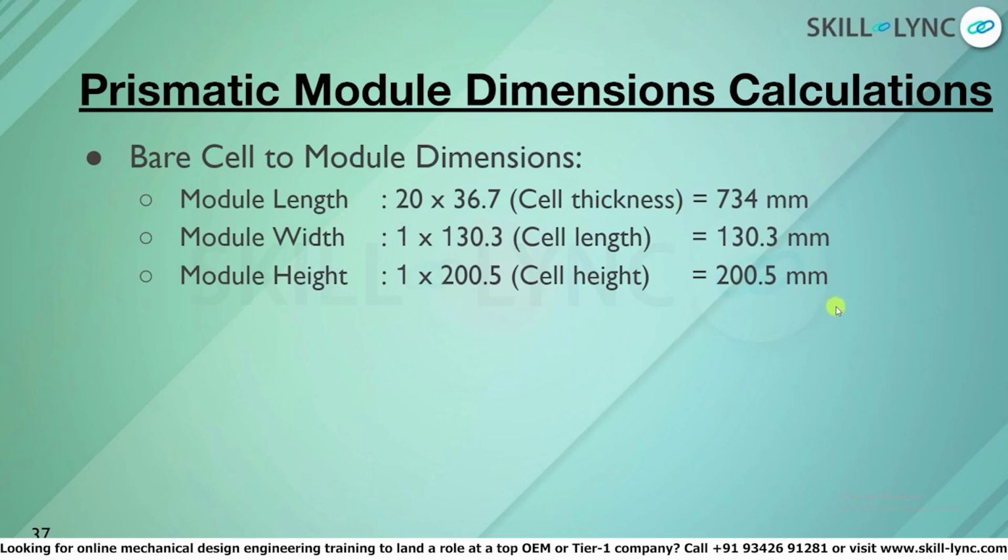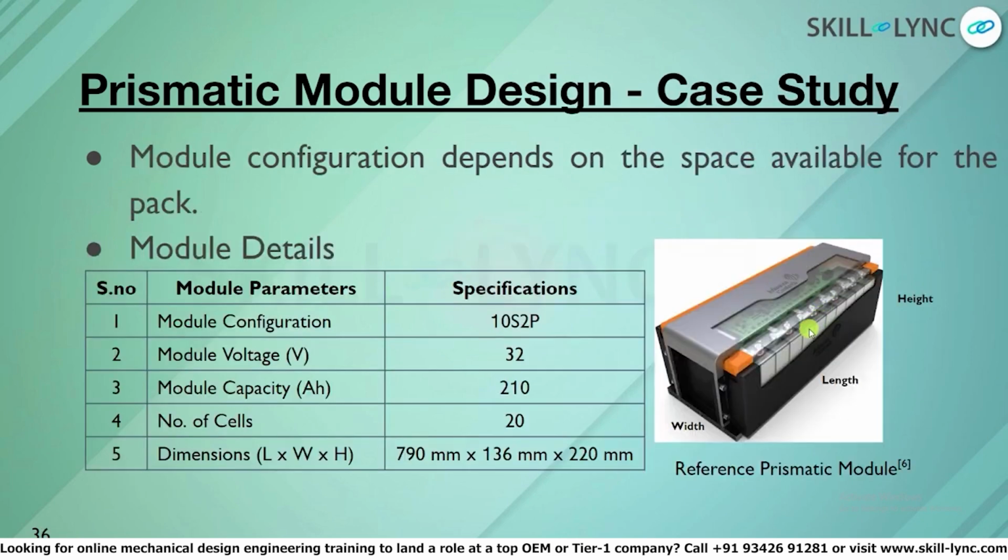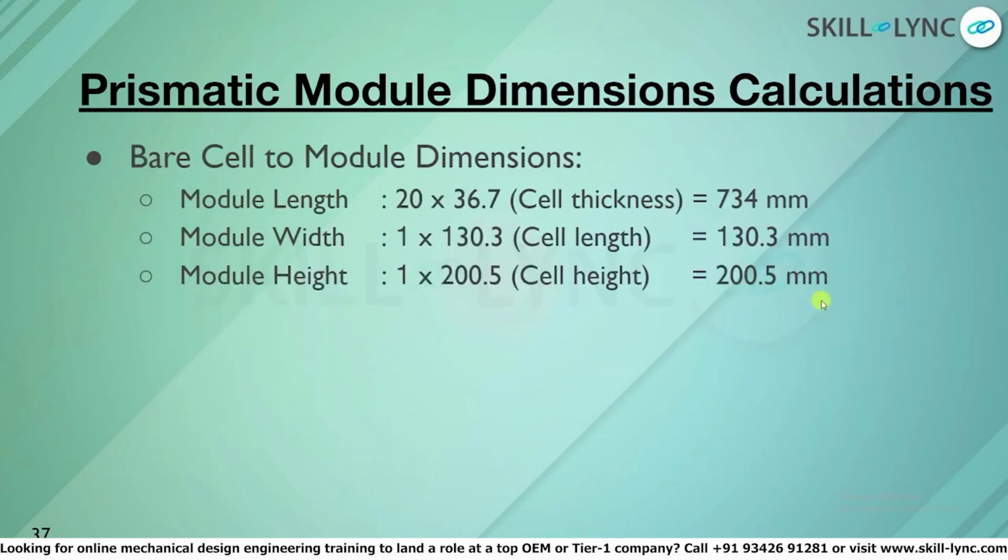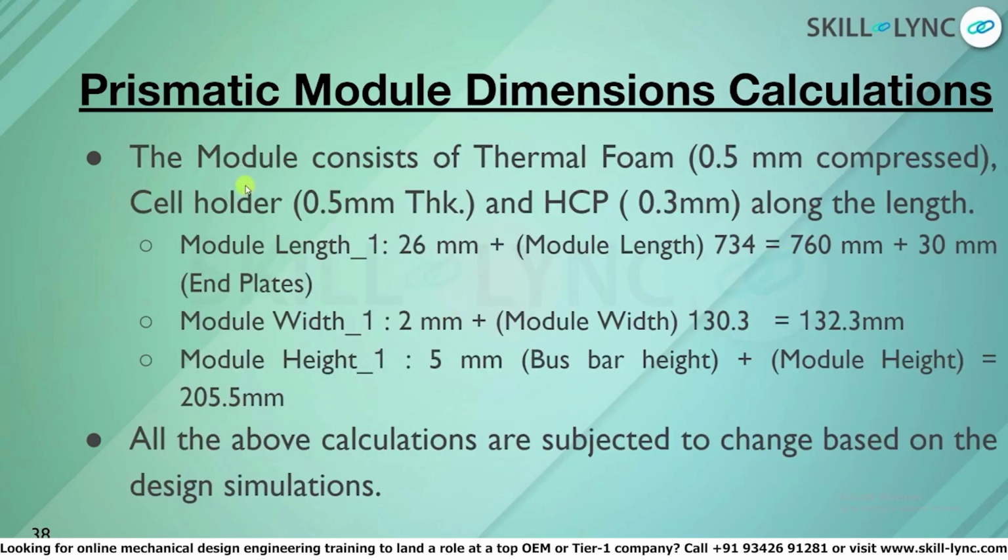So these are the bare cell to module dimensions, but we have a lot of dimensions which are changing in this slide. If you see 790, 136 cross 220 mm, and we have 734, 130.3 and 200.5, it's different. So in the next slide we'll find out what the difference is coming from. So the module consists of thermal foam, which we have assumed to be 0.5 mm after compression. We have a cell holder which is 0.5 mm thick. We have a heat carrier plate which is 0.3 mm along the length. So when we put all these together, we have 26 mm. Module 1, which is 26 mm, is the extra module length which is coming when we consider all these thermal foams, heat carrier plates, cell holders, etc.